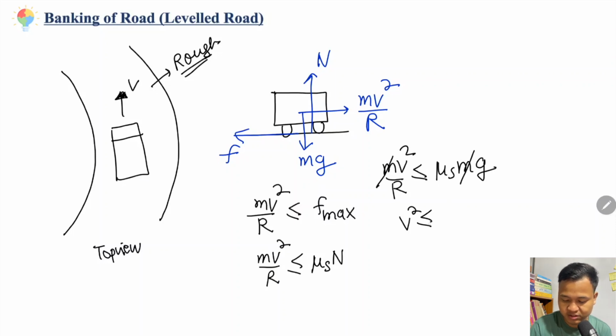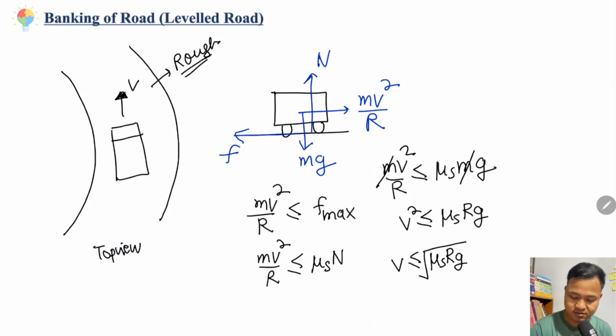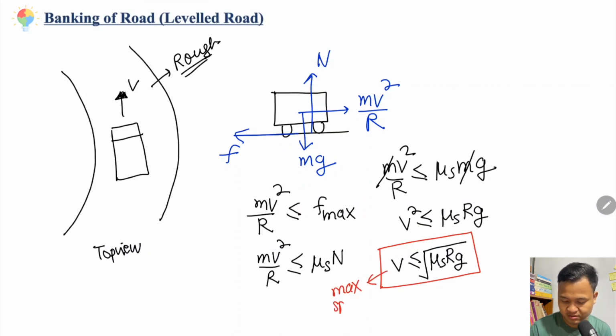So what do you have? v square is less than or equal to mu s rg. Therefore v should be less than or equal to root over mu s rg. So this is the condition for no slipping, that is, the maximum speed of the car for no sliding.